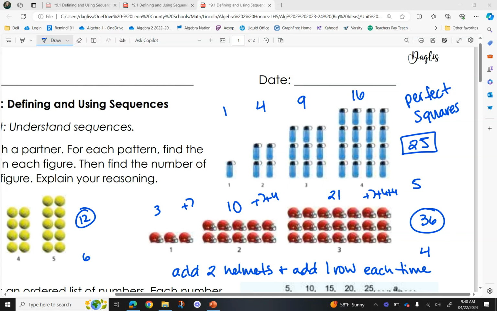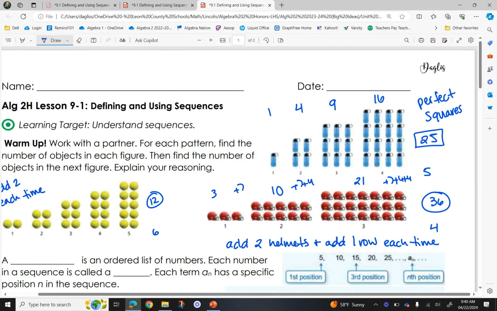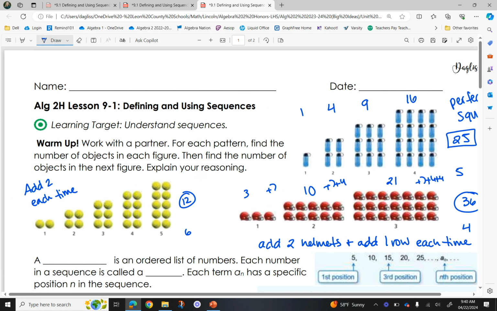Okay, so chapter 9 is all about sequences, and sequences are different kinds of patterns that we notice. So your tennis balls, he noticed that it was multiples of 2, or adding 2 each time. If you did your figure number, the 1, 2, 3, 4, 5, or 6, and multiplied by 2, you got how many tennis balls there were. From each figure to the next figure, 2 tennis balls were added as we moved on. There was 2 here, there were 4, then 6, then 8, and then 10.